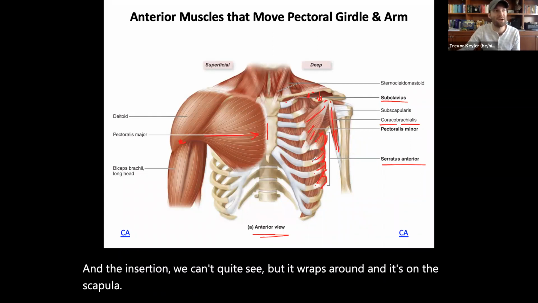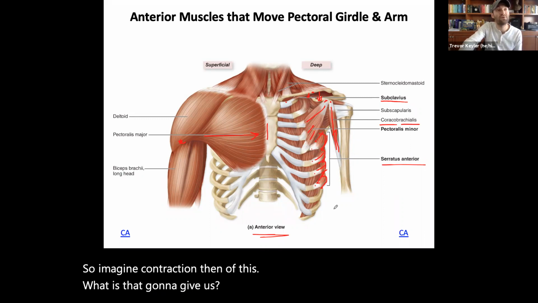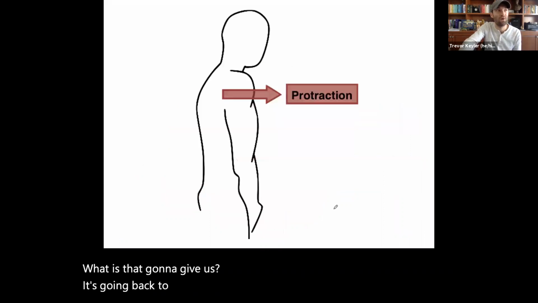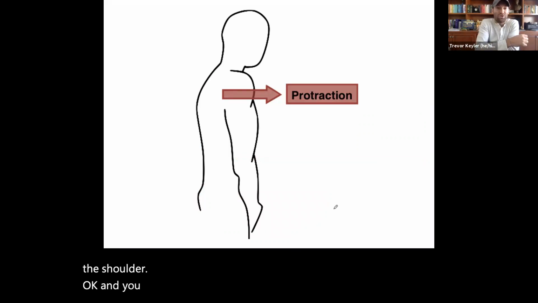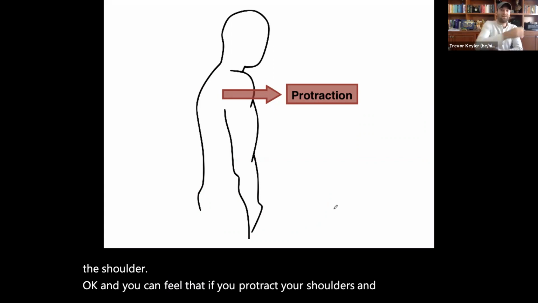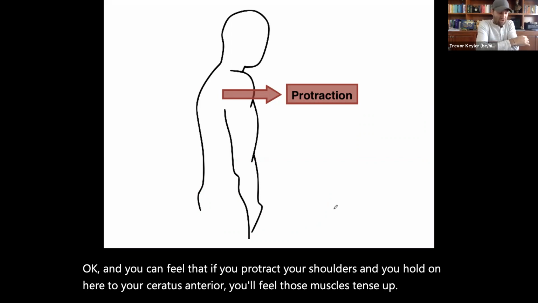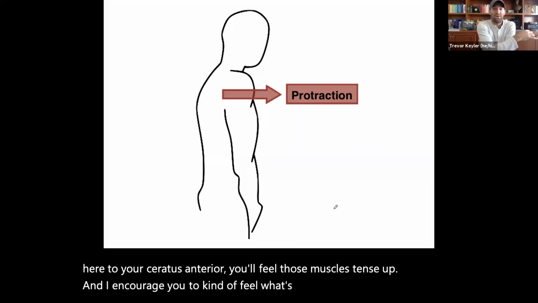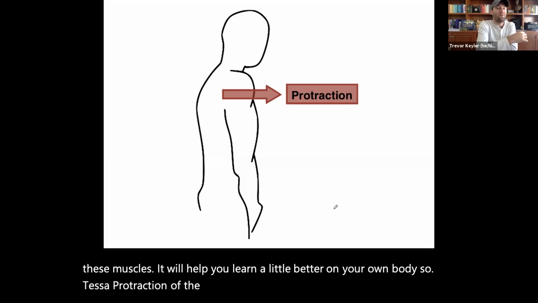So imagine contraction of this. What is that going to give us? It's going back to the scapula now. Well, it's going to give us protraction of the shoulder. And you can feel that. If you protract your shoulders and you hold on here to your serratus anterior, you'll feel those muscles tense up. I encourage you to feel what's going on when you're studying these muscles. It'll help you learn them a little better on your own body. So protraction of the shoulder, serratus anterior contraction.